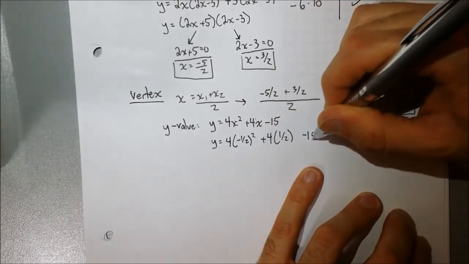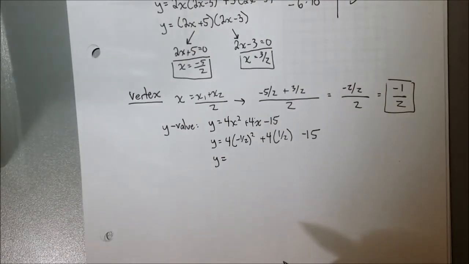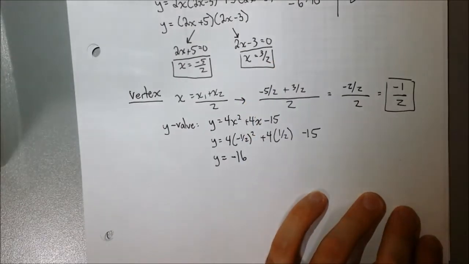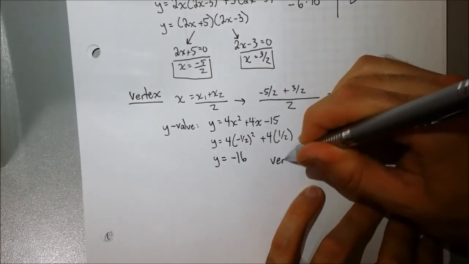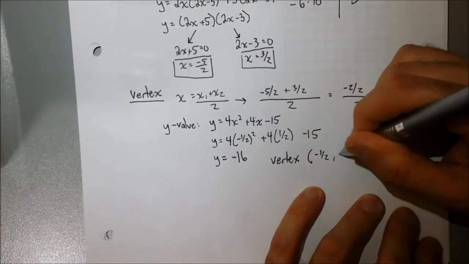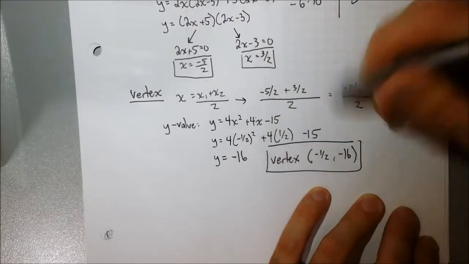I think I already got a value written down here somewhere. Just need to find it. I got negative 16. Okay, so my vertex is negative 1/2, negative 16. So I'm going to go throw that on my graph right away.